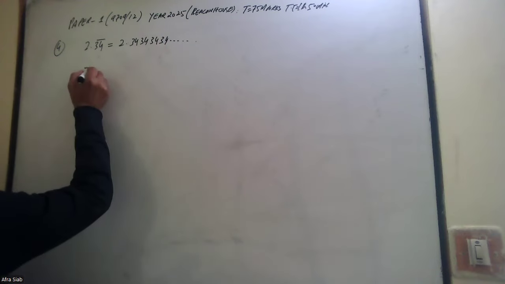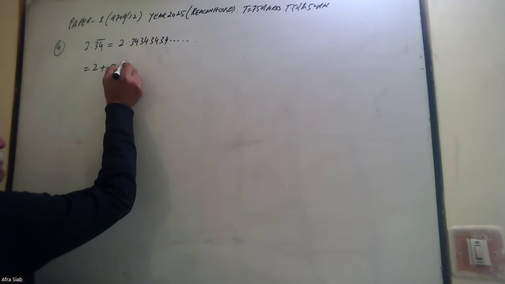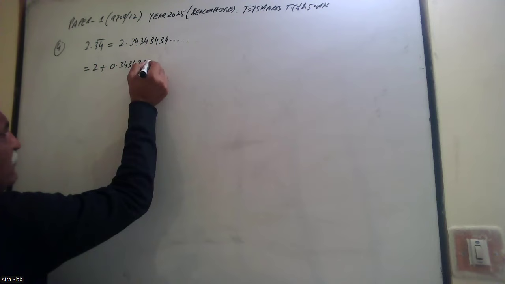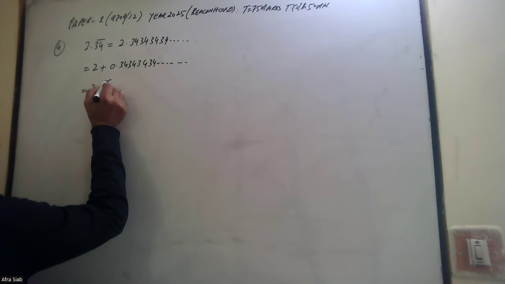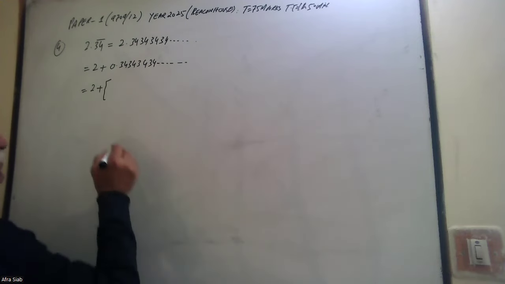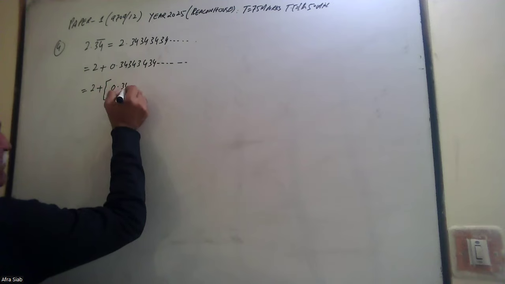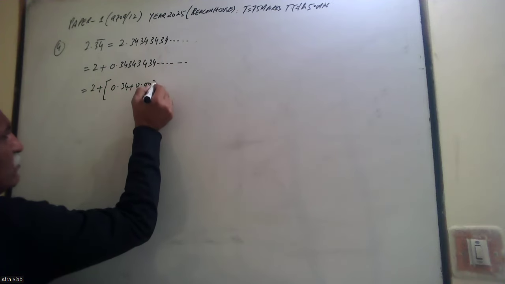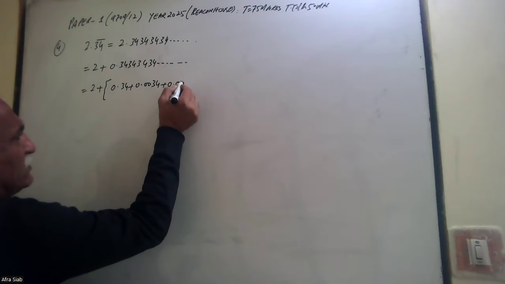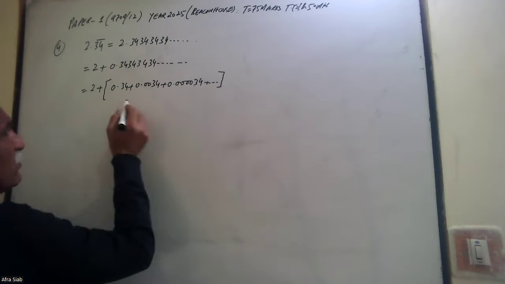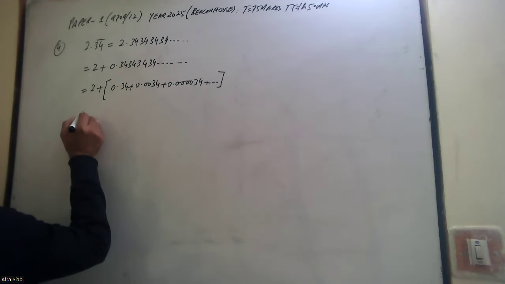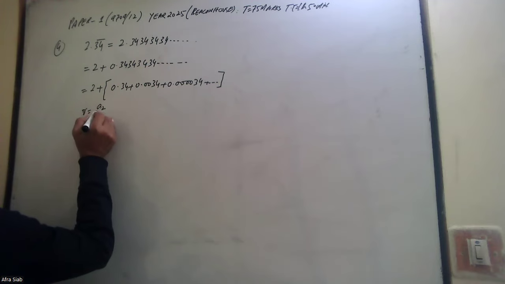So this will become equal to 2 plus 0.343434 and onwards. Now we have to use this arithmetic concept. So it will become 0.34 plus 0.0034 plus 0.000034 and so on. But we know that it is a geometric progression whose ratio is equal to A2 divided by A1.